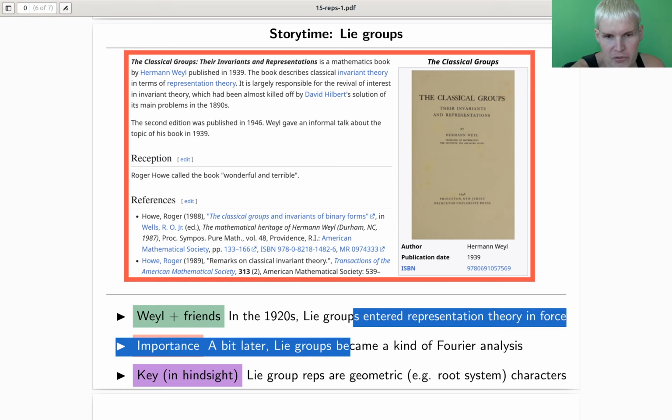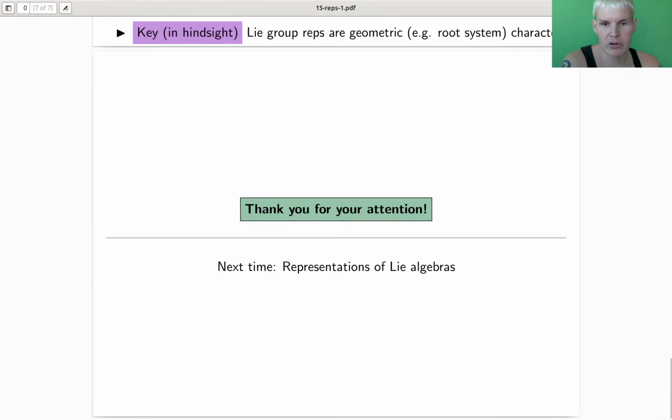Anyway, this was mostly a story time lecture. Hopefully it was reasonably enjoyable. Next time I do a little bit of story time about representations of Lie algebras. And then the best way, I think, to explain what's going on is we just look at an example and take it from there.